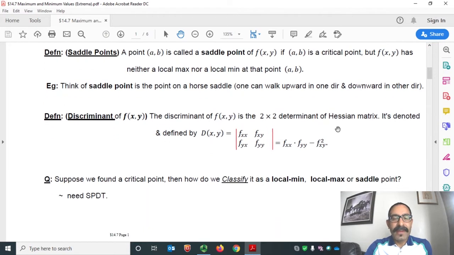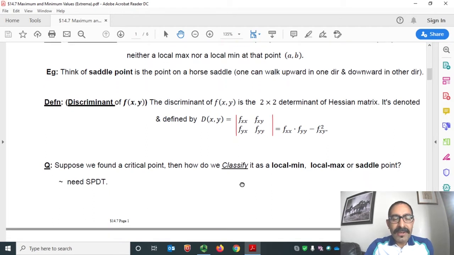Another definition, the discriminant of f. The discriminant of f is the 2 by 2 determinant of the Hessian matrix. It's denoted and defined by D equals the determinant of fxx, fxy, fyx, fyy, and the mixed partial derivatives are equal. Then let's expand this determinant. It gives us fxx times fyy, multiplied diagonally, minus fxy squared, multiplied diagonally.